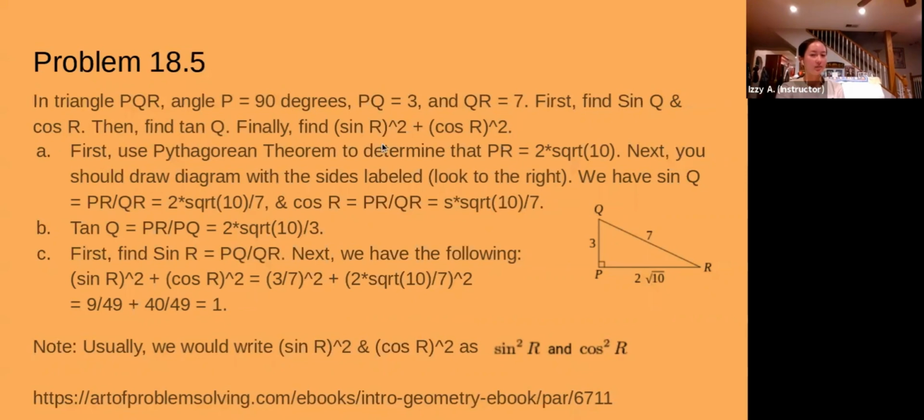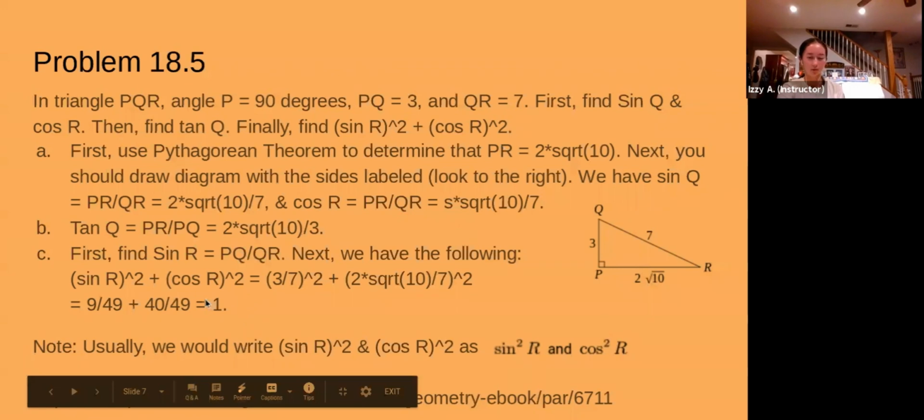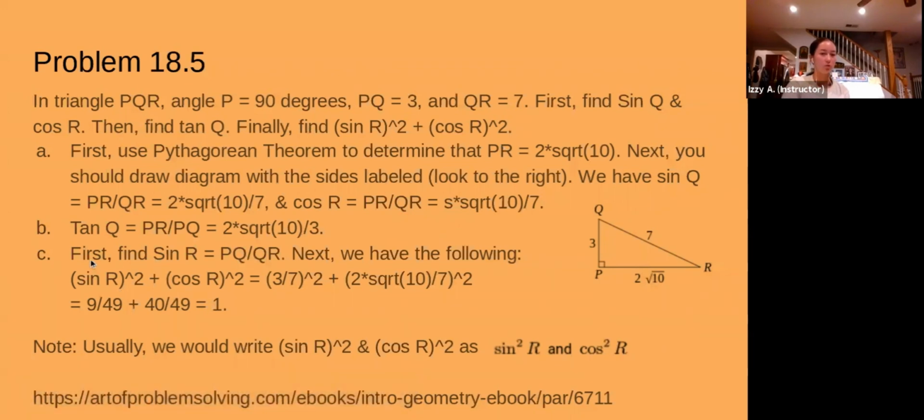And as Alvin said, sine R squared plus cosine R squared is always going to equal 1, but since we haven't exactly covered that yet, the problem just wanted you to figure it out without that knowledge. But in order to figure it out, first you would find sine of R, but we already did that. Oh no, sorry, we did not. We found sine of Q.